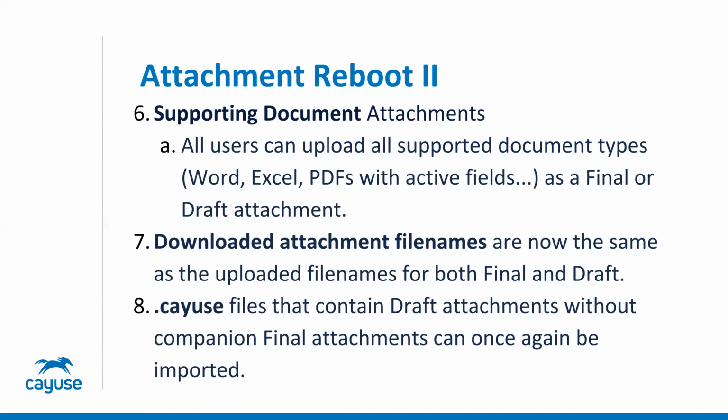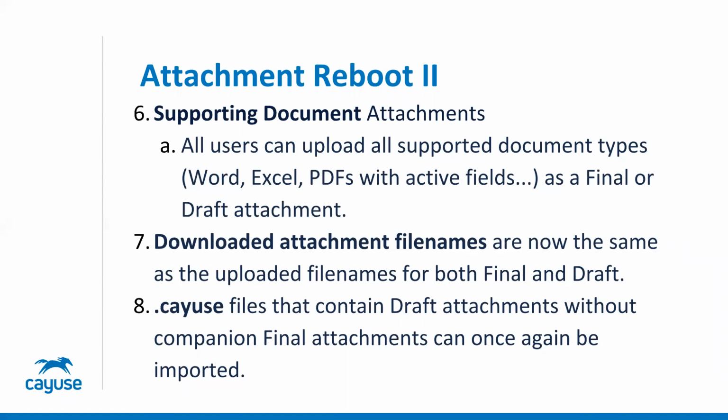Next, we have downloaded attachment file names. Now when you actually have uploaded an attachment and then download it, the file name of the download will be the same as what it was when you uploaded it for both finals and drafts. If you've done this before, you may have noticed that in the past or even right now that in some cases those file name attachments upon download were changed, and that's because of how we were treating them in the database. And so if you wanted them to have that same name, you'd have to rename them before you did the upload. That will no longer be the case.